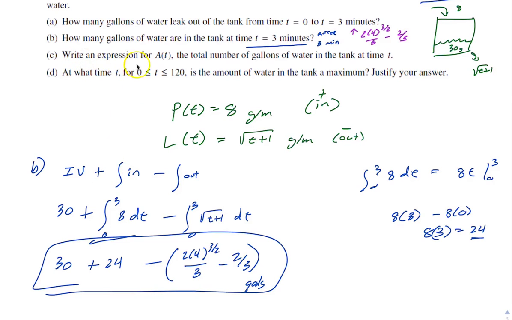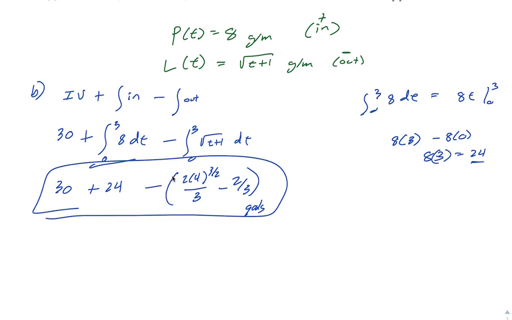C. Write an expression for A of t, the total number of gallons of water in the tank at any time t. This is essentially what we just did, just instead of putting 3 here, we're going to put a dummy variable, like x or k. That's all it's asking. Actually, I wish they would ask this before B. All it is saying is, what's the expression for the total number of gallons at any time? We have that expression right here. So C's going to be real fast.